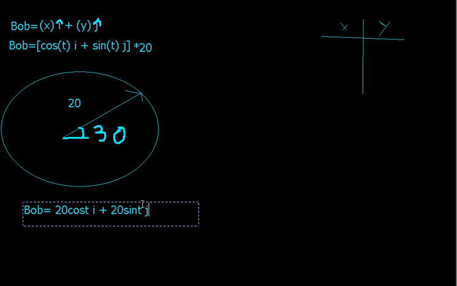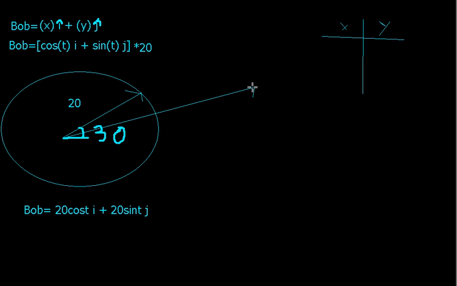This is a unit. i is 1 unit in the x direction, j is 1 unit in the y direction. So now say we've got another vector. Maybe this is a larger vector at an angle of, say, 15.